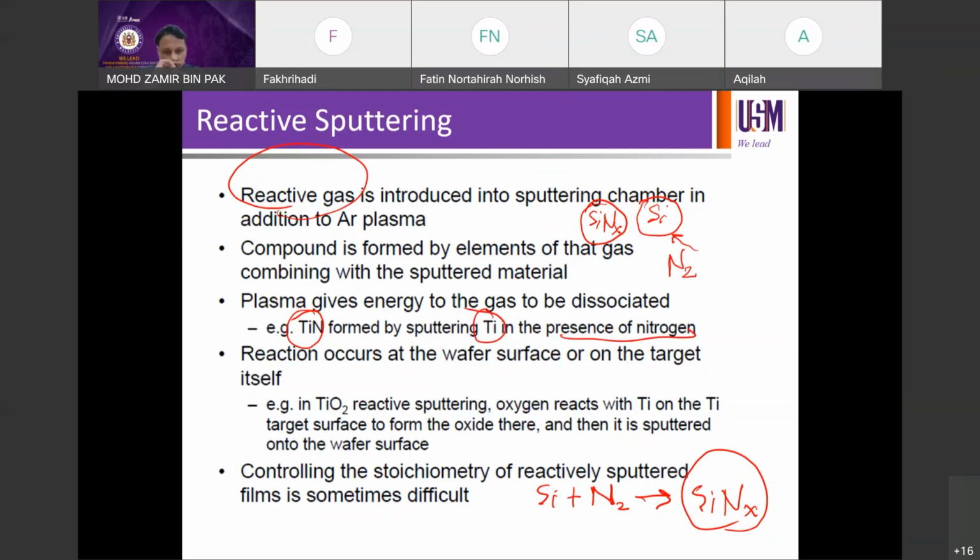For example, titanium dioxide, TiO2, reactive sputtering. Oxygen reacts with titanium on the target surface atoms to form oxide there. Then it is sputtered onto the wafer.